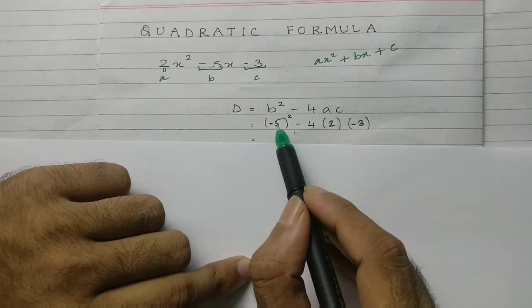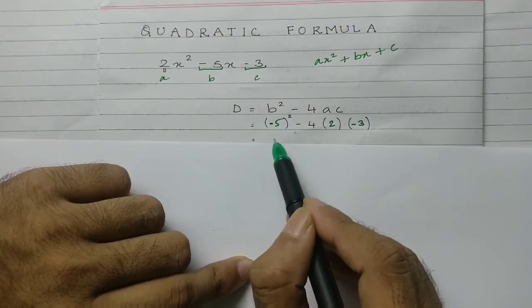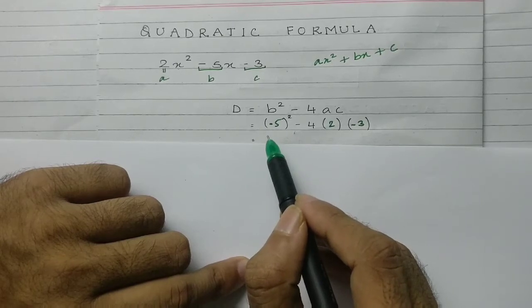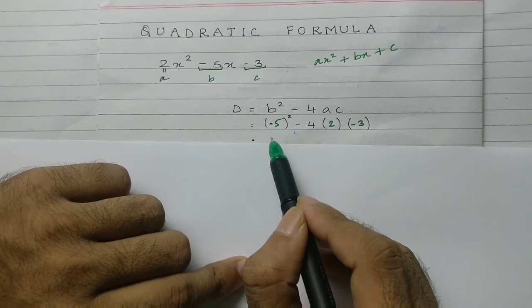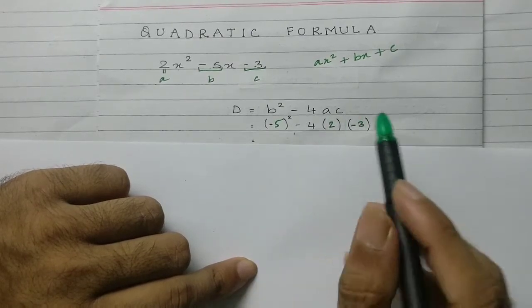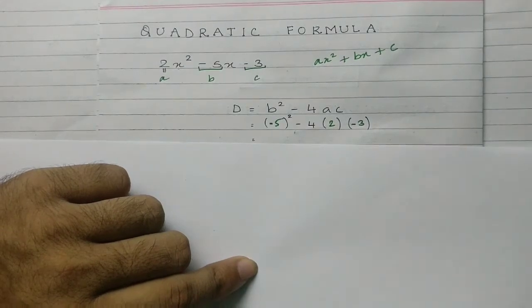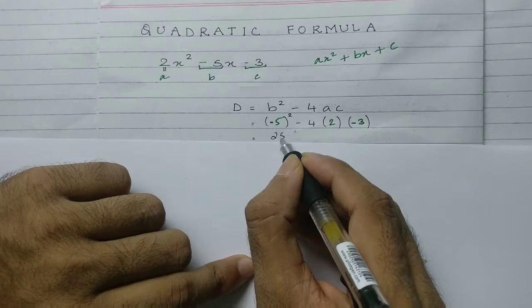Remember that whenever you are squaring a number which is negative, it will always be positive and there won't be a negative sign. Most of the time students square this number and still write a negative sign over here. So remember not to make this mistake. So minus 5 square will become 25.